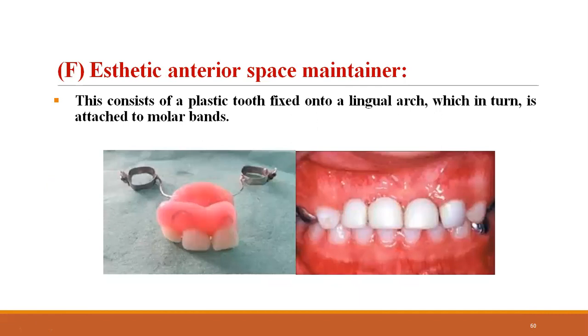Next, the aesthetic anterior space maintainer. This consists of a plastic tooth which is fixed on the lingual arch, which in turn is attached to the molar band. Here, this is the molar band. Here, this acrylic tooth is attached to this Nance palatal arch, and these are fitted to the patient's mouth.